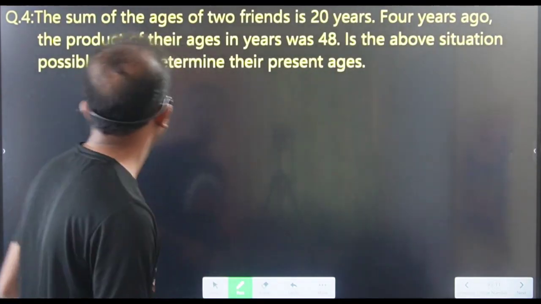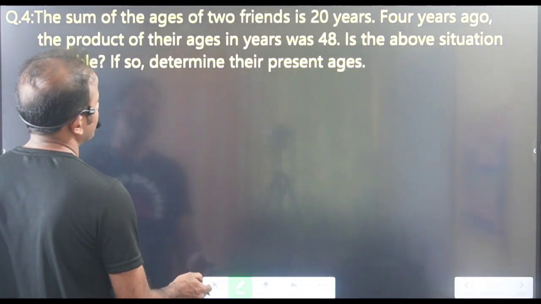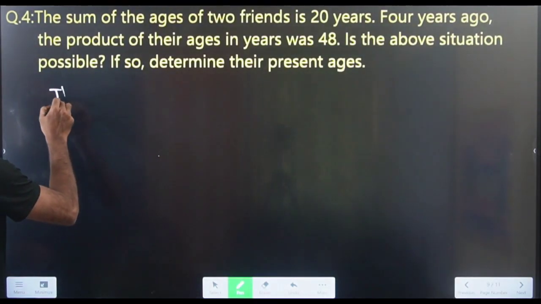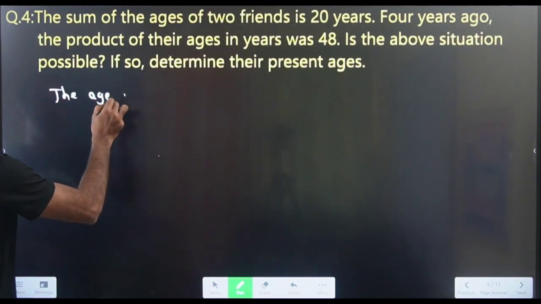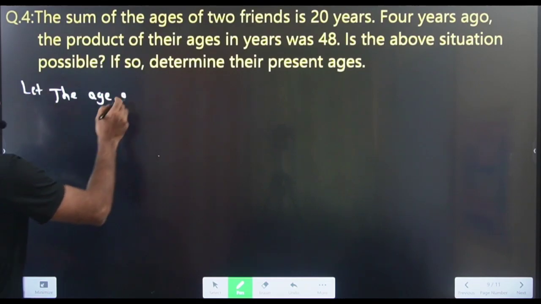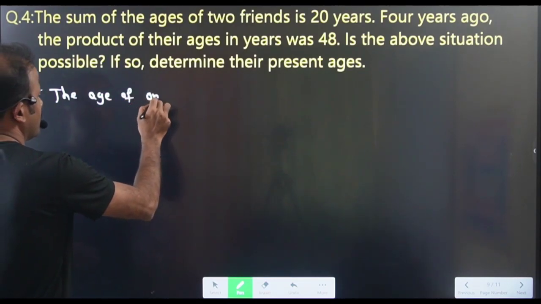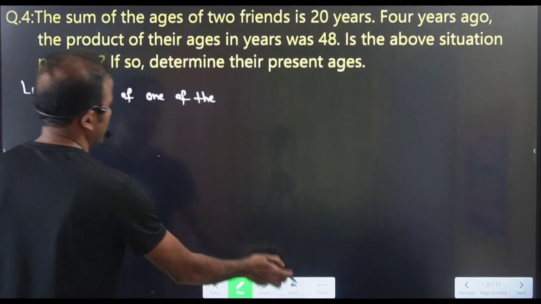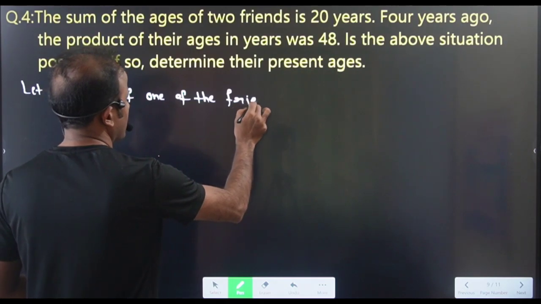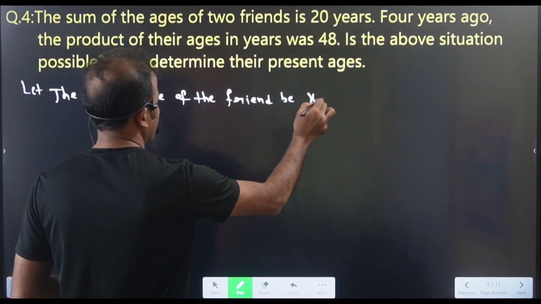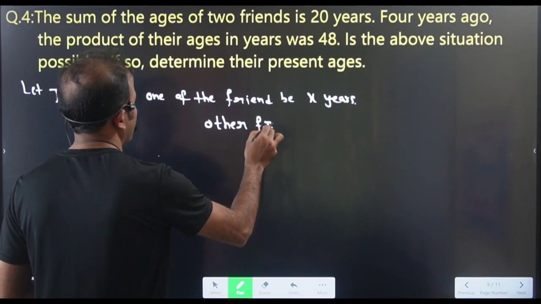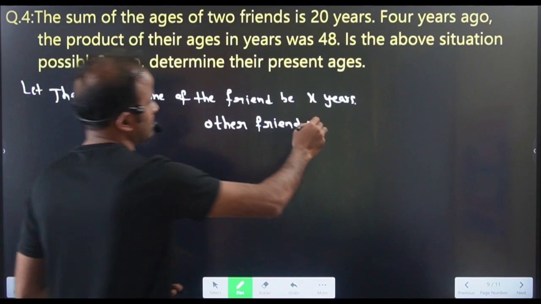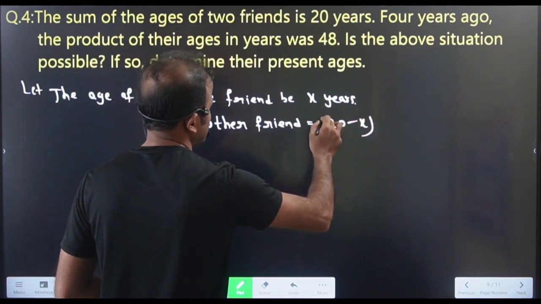So let us see now the sum of ages of two friends, right? Let the age of one of the friends be x years. The age of the other friend is 20 years minus x years, since adding the two gives 20. So we say it is 20 minus x years.